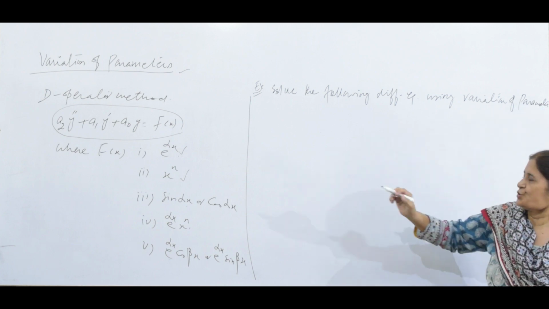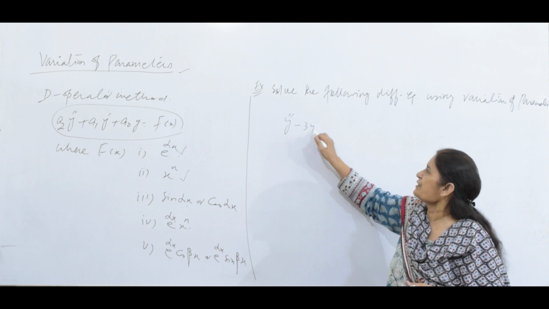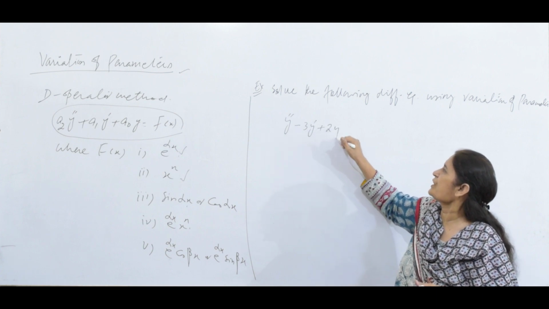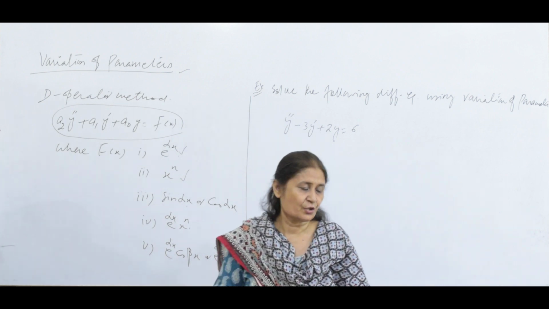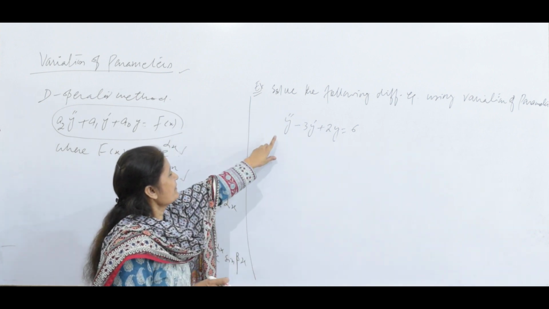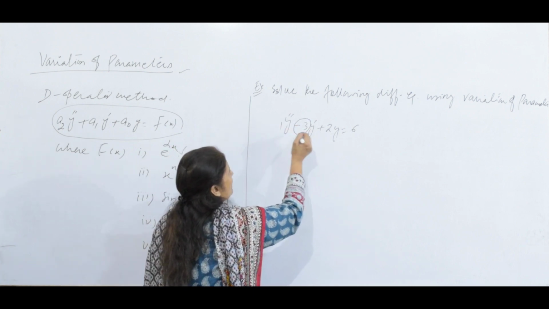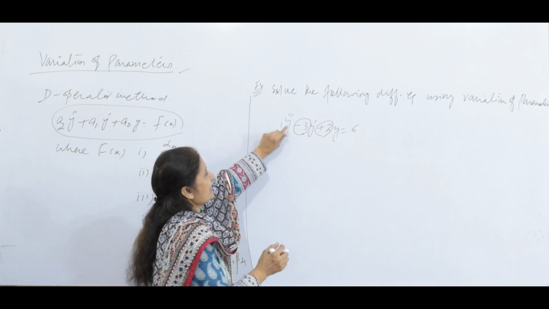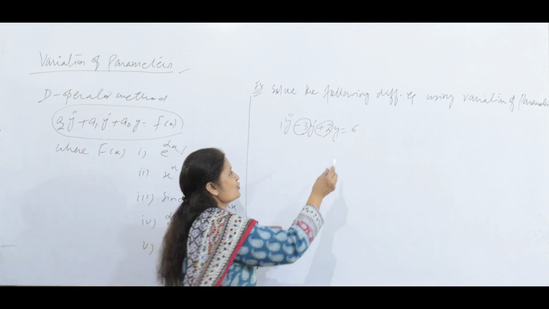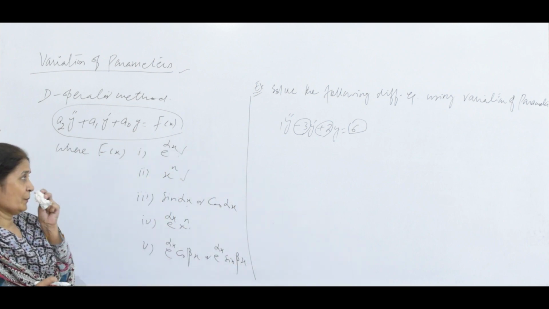So let me have a very simple example. y double dash minus 3y dash plus 2y is equal to 6. So this is again a non-homogeneous differential equation with constant coefficients. These coefficients, this is 1, this is minus 3, this is 2, constant coefficients, and this is non-homogeneous because of this function present. Because of 6, this is non-homogeneous.